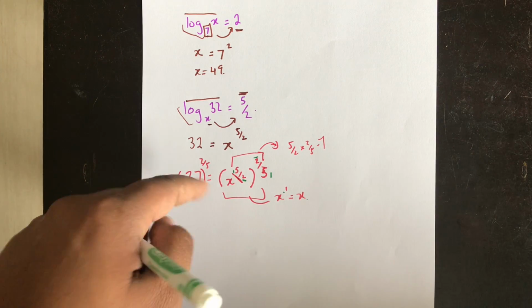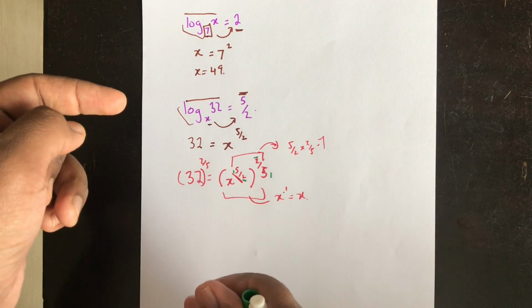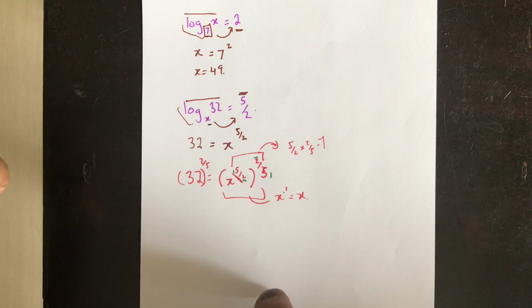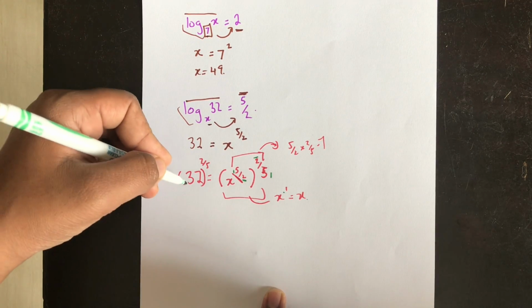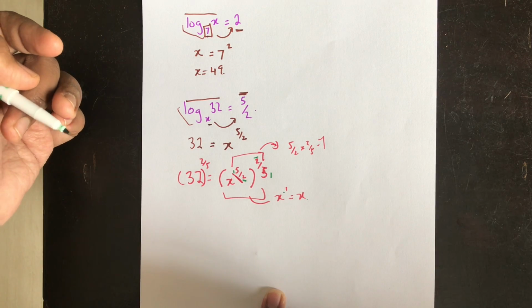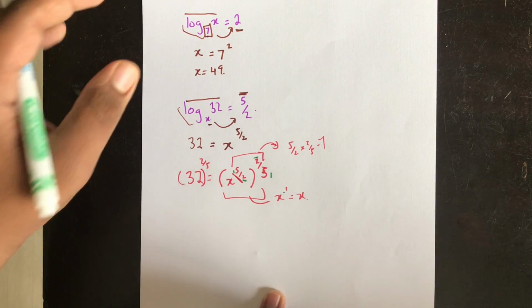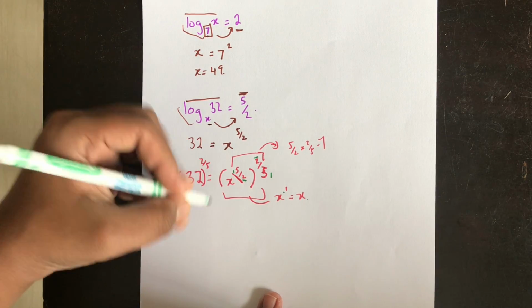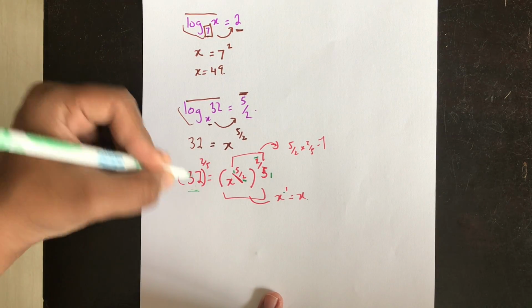Now because I took the right hand side of the equation to the power of 2 over 5, I need to do the same with the left hand side. Therefore I have to take 32 to the power of 2 over 5. I hope now you're understanding why I took this to the power of 2 over 5. So let's solve this: 32 to the power of 2 over 5.